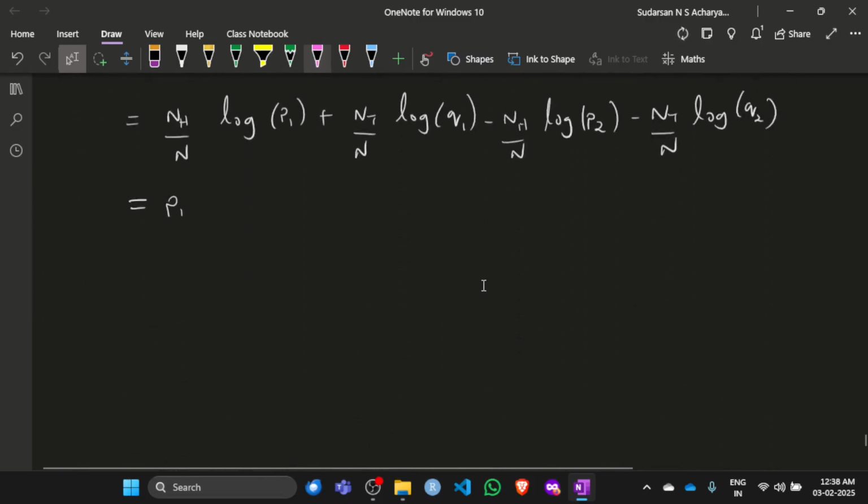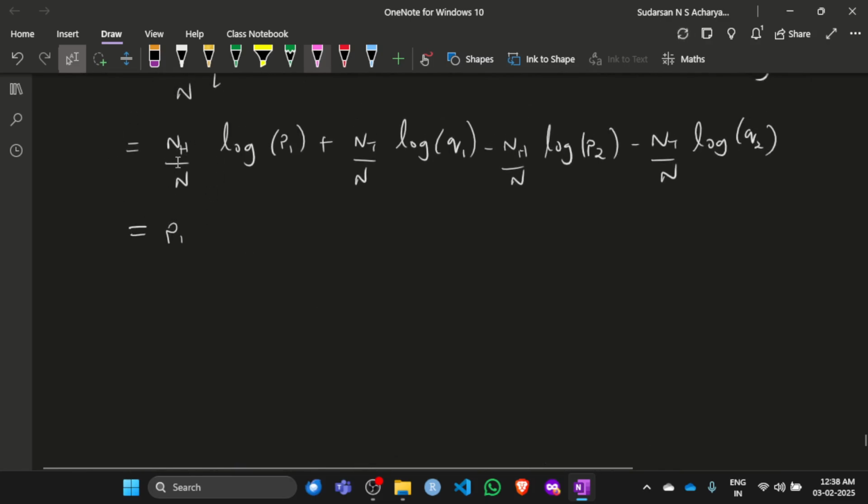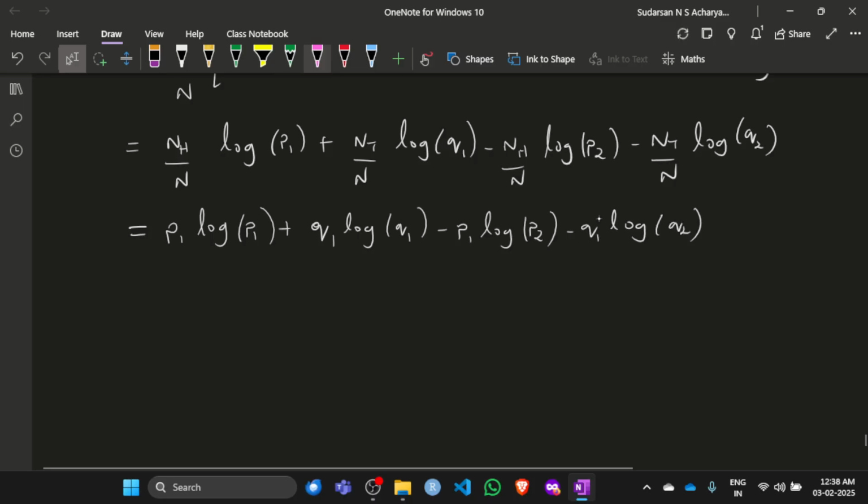So the fraction of times heads showed up among the n times you tossed is p1. So you have p1 times log p1. And nt over n is the fraction of times tails showed up when you tossed your original coin. That'll be q1 times log q1. And similarly here it's p1 times log p2 minus q1 times log q2.